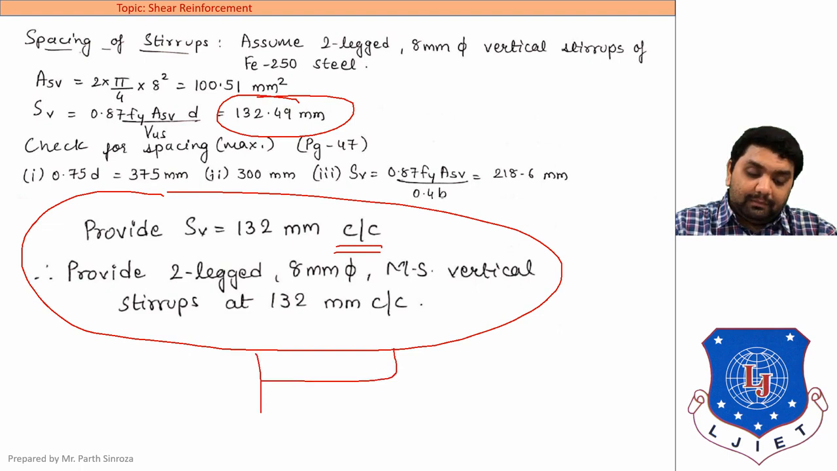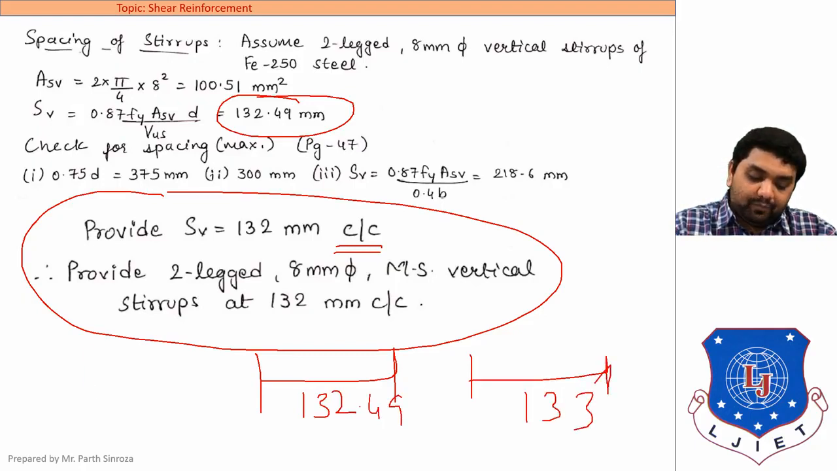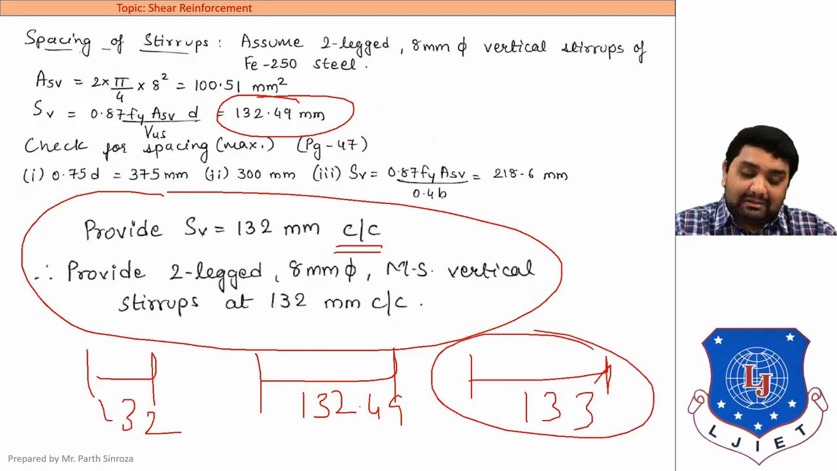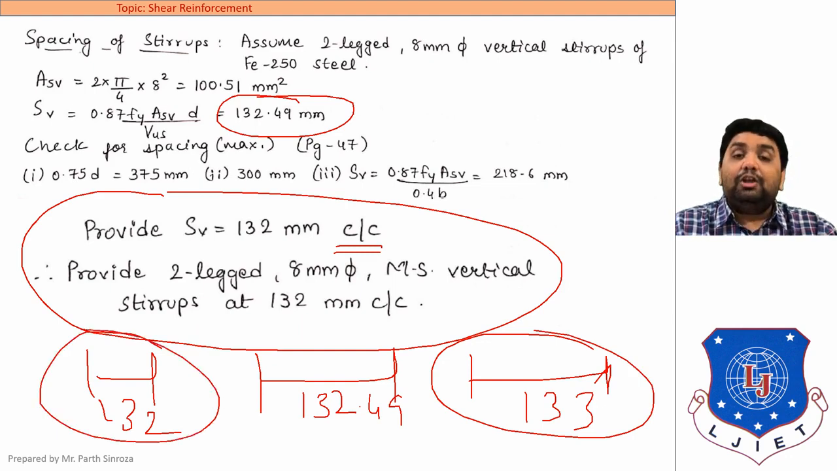Why lower value? Again, if we are talking about spacing, our answer is 132.49. If we move it to 133 and if we move it to 132, the spacing will be increased in the first case and the spacing will be decreased in the second case. So whenever we are talking about spacing between bars, our beam will be stronger if we provide bars closely. Clear? Our beam will be stronger if we provide bars closely. So regarding spacing and rounding it off, we will always round it off to the lower value.